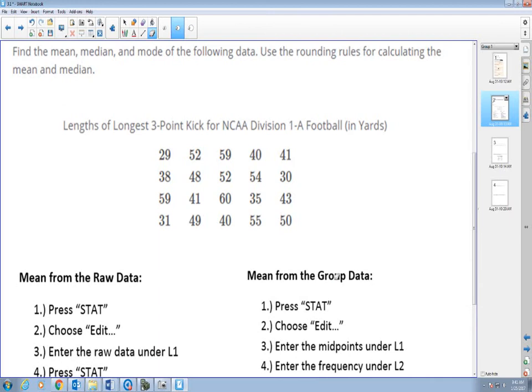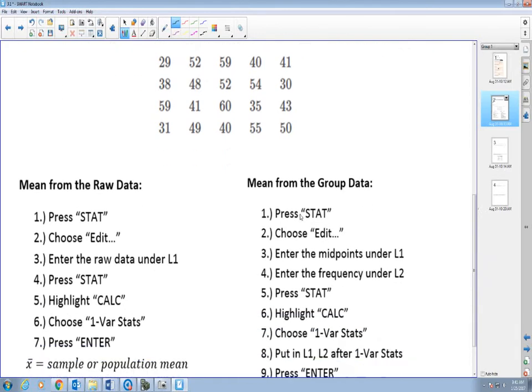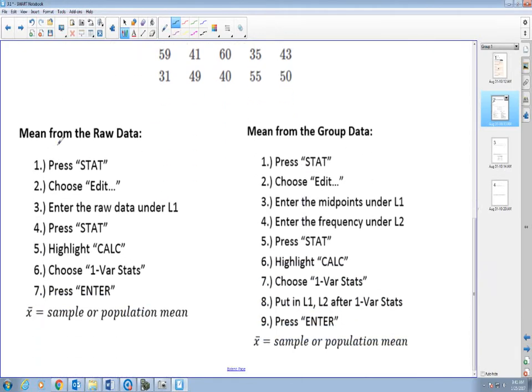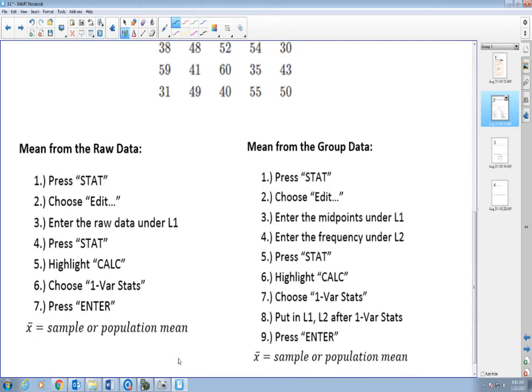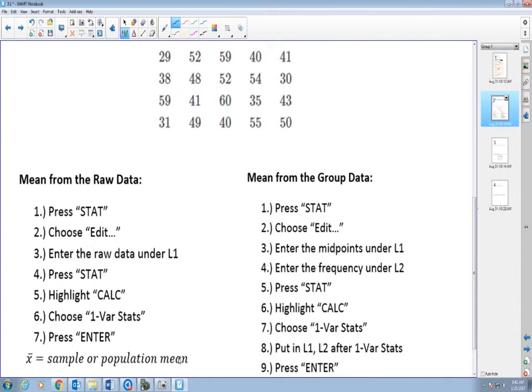All right, so here is my raw data. We actually have the numerical data. So to find the mean from the raw data, we will follow this instruction. I'm going to type my numbers here in just a minute.